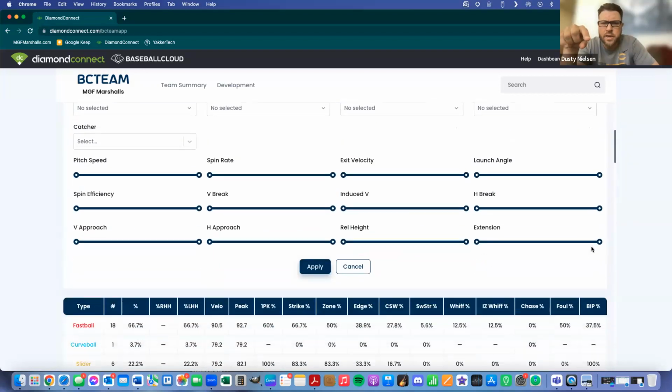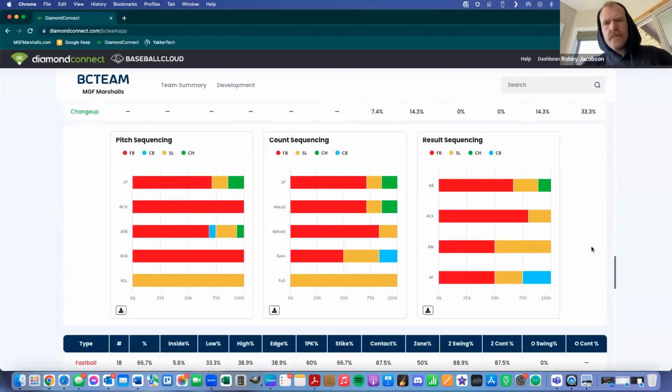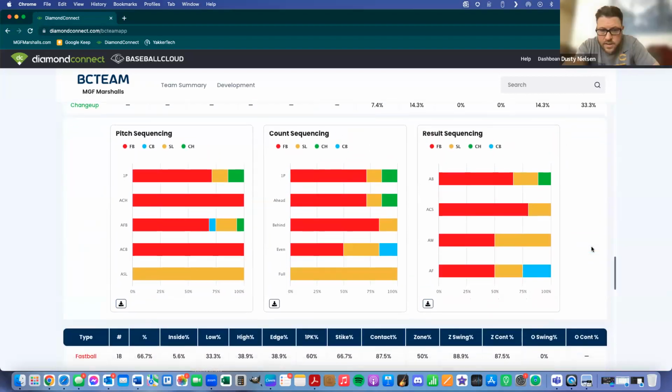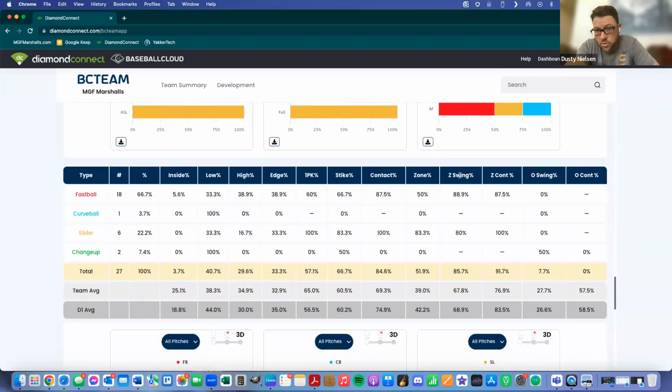Can you go back down real quick? Sorry. Go up a little bit. Okay, right there. What is that, Z zone contact and then zone swing, the Z swing here? Zone swing percentage? Yes, is that what that is? Okay, zone swing. And then O swing is out of the zone. Out of the zone, yeah. Okay, those are the questions I have.